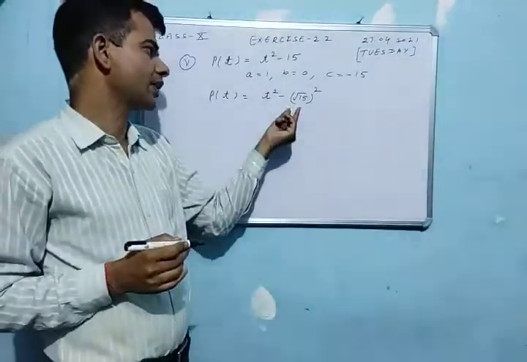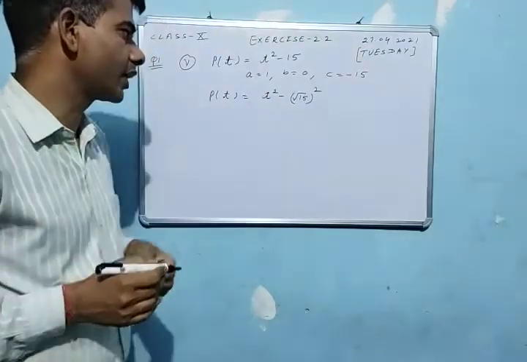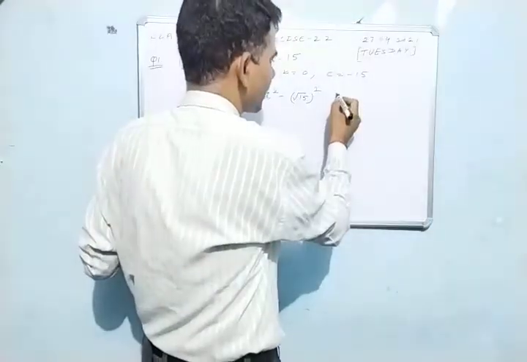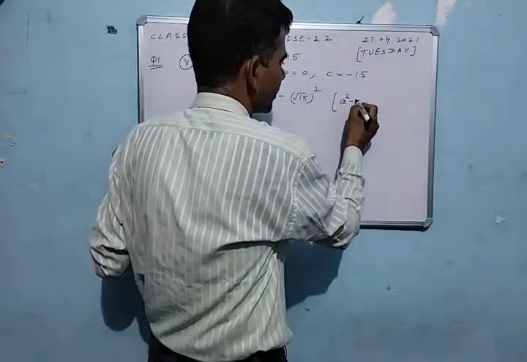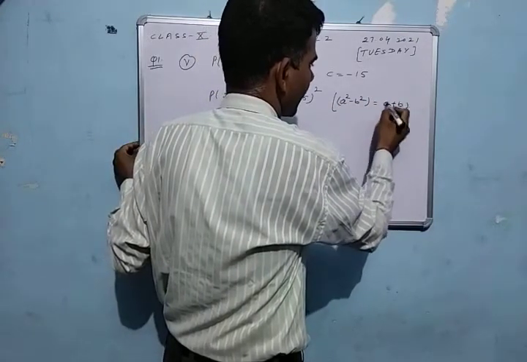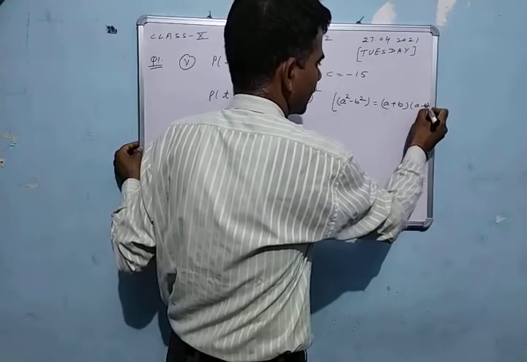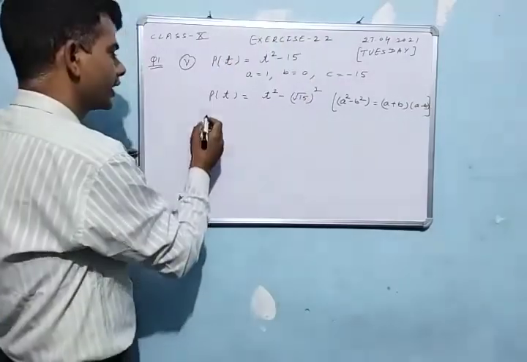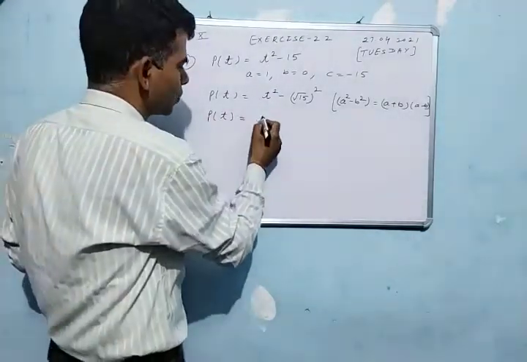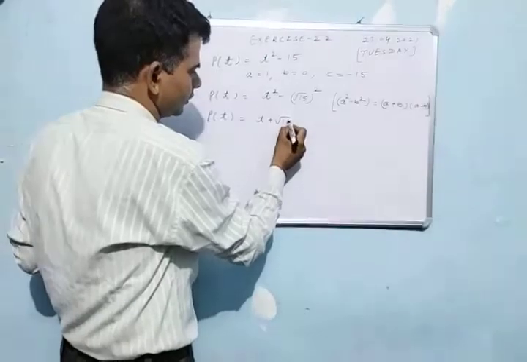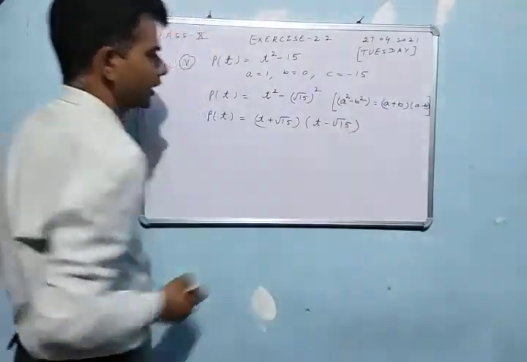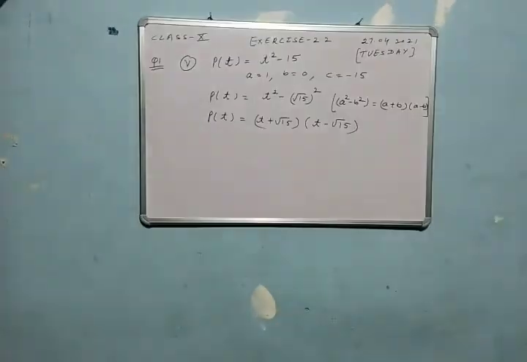Student, by making this formation, by giving this formation a square minus b square, now the property of a square minus b square is applied. A square minus b square is equal to a plus b and a minus b. Now, student, it can be written as P of t, that is t plus root 15 and t minus root 15. T plus root 15 and t minus root 15.